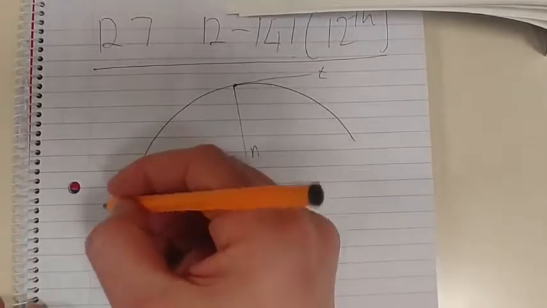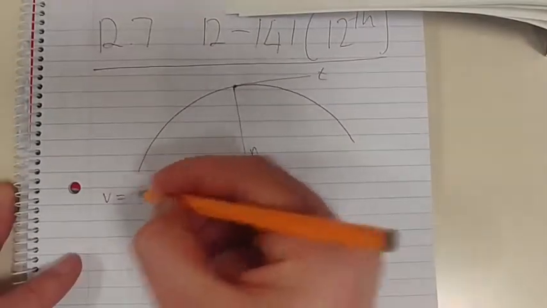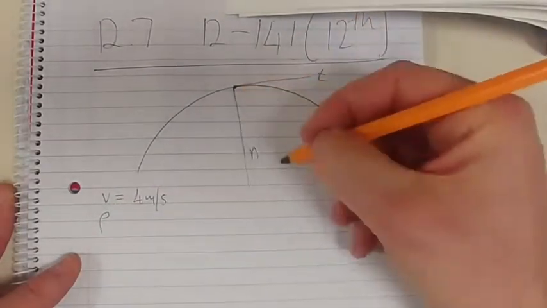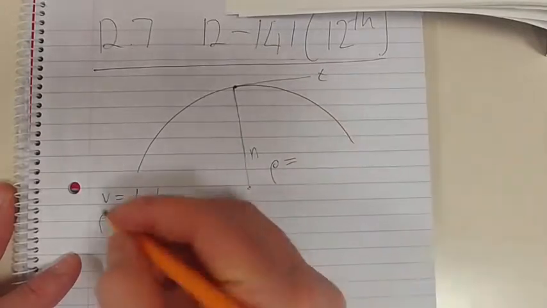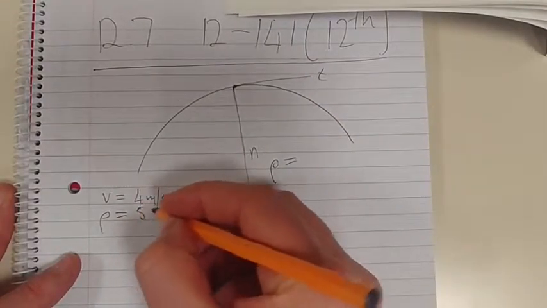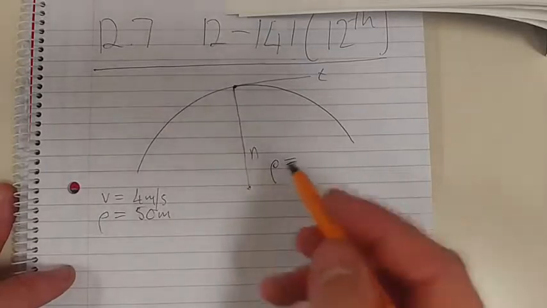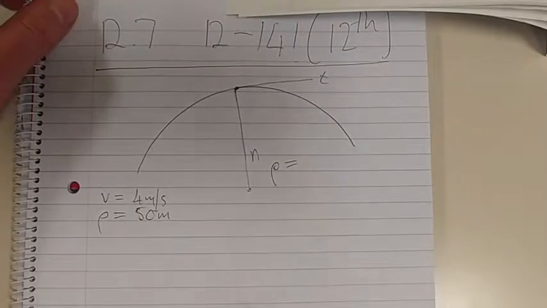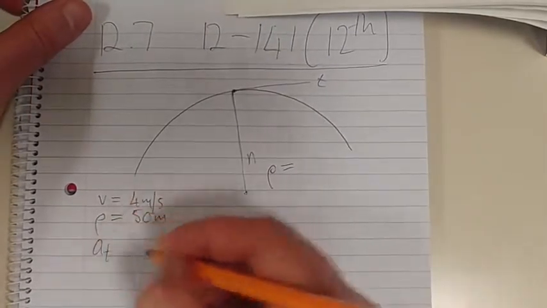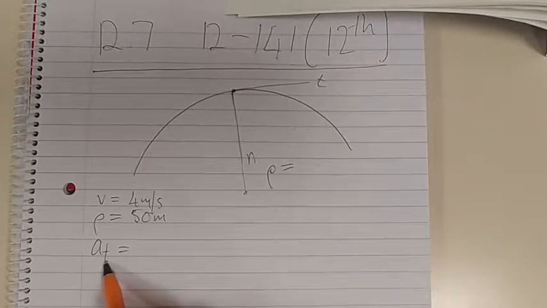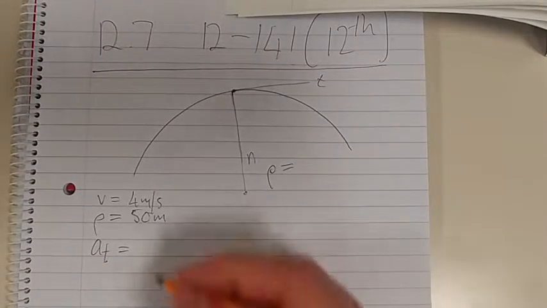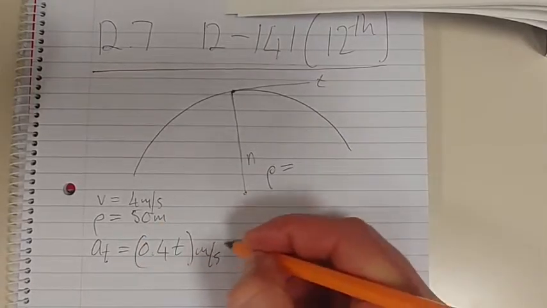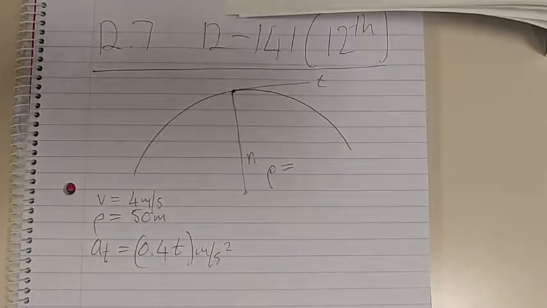We know that the velocity at the beginning is 4 meters per second. We know that this is the radius of curvature, our radius is 50 meters. At time equals 0, we're basically starting the clock. Our acceleration, and notice it's t, is our tangential acceleration, given by 0.4 t meters per second squared. So that's our information.